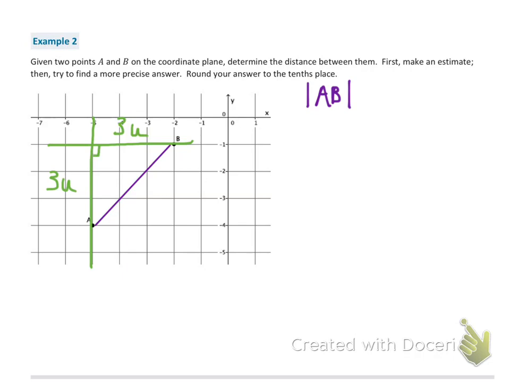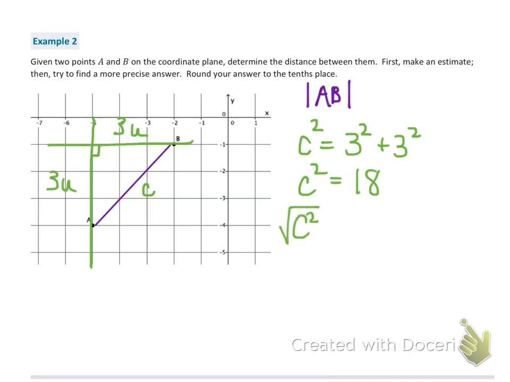But we can use the Pythagorean theorem here. So let's call our missing length c. So we have c squared, right? Because a squared plus b squared is c squared. So c is the hypotenuse. C squared is equal to 3 squared plus 3 squared. So c squared is equal to 9 plus 9, or 18. So once again, the square root of c squared is the square root of 18. Square root of c squared is c, is the square root of 18.